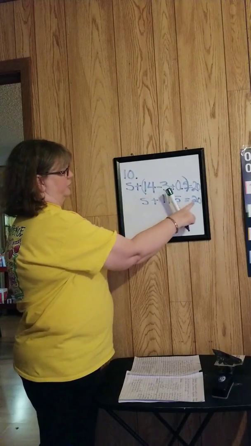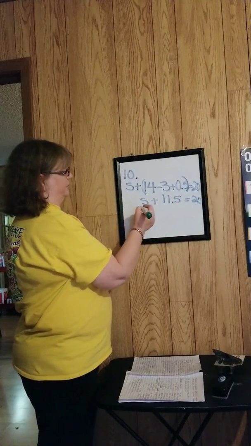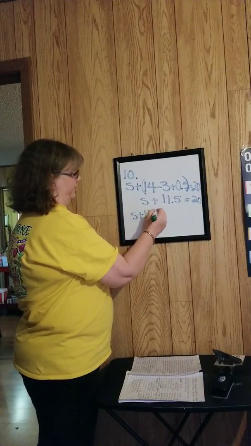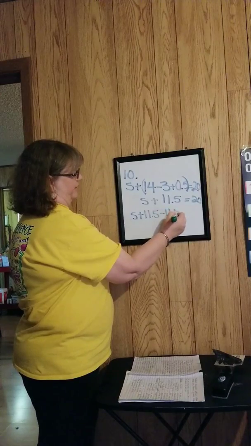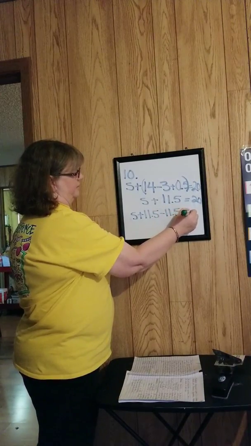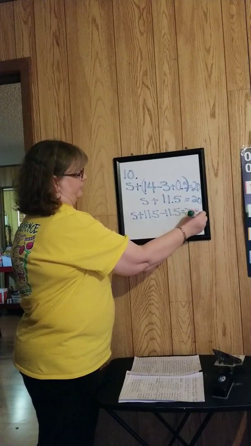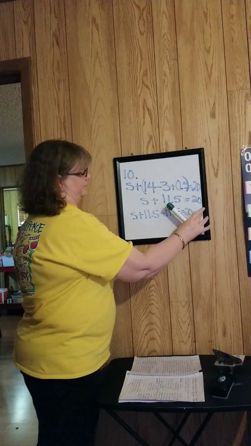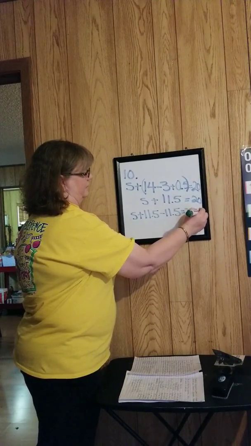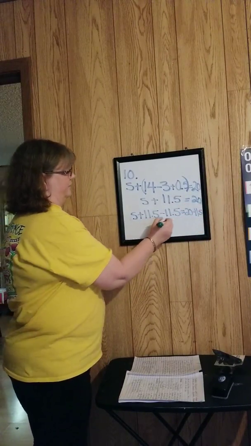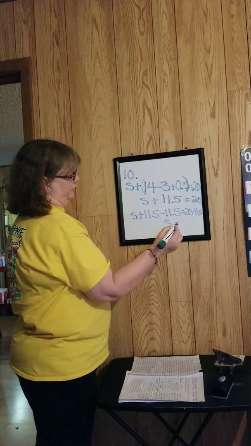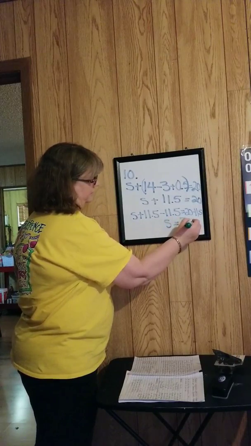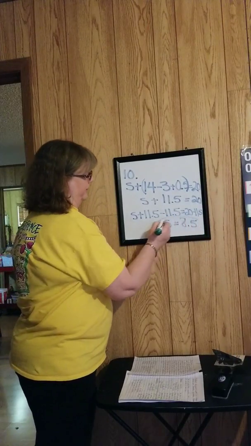Now we have addition. We're going to do the opposite, the inverse, which is subtraction. So s plus 11.5 minus 11.5 is 20 minus 11.5. I'm running out of board here. Okay, so s is going to equal 8.5. Okay, this is your answer.